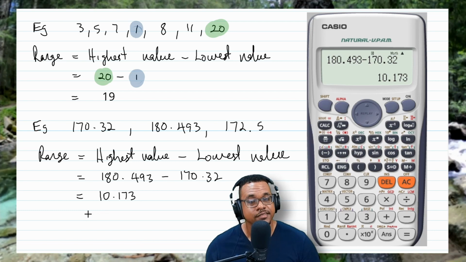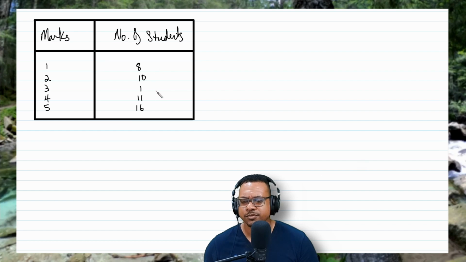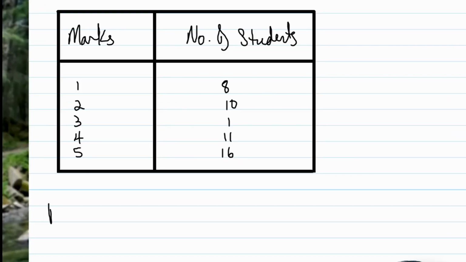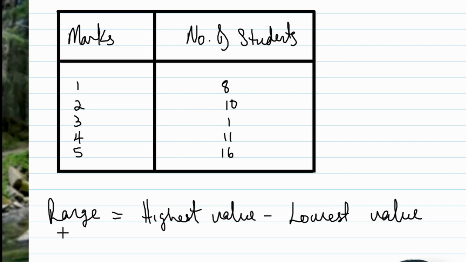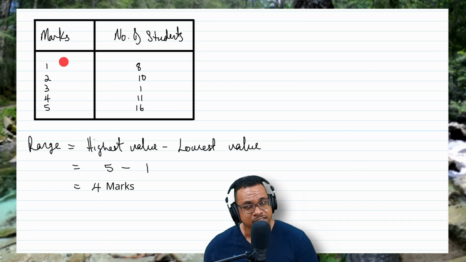Now, let's look at frequency data. I have a simple table here with some marks and the number of students. Now, we know with marks, some people give half marks, but still, marks will go up in specific intervals, therefore the marks would be a discrete variable. And therefore my range would be my highest value take away my lowest value. My highest value is 5 and my lowest value is 1. So my range would just be 5 take away 1, which is equal to 4. That's pretty simple because these marks were a discrete variable.